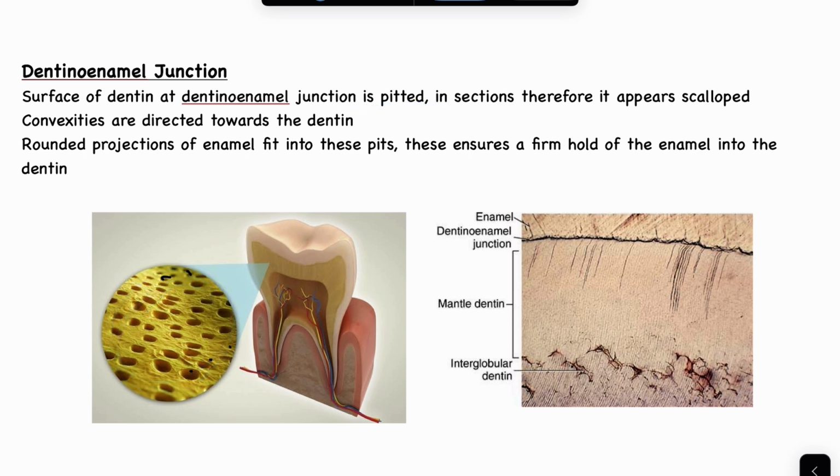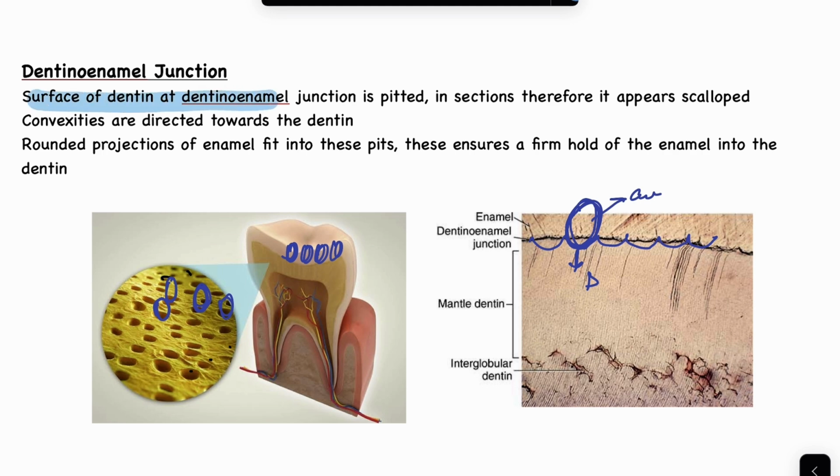And why is it pitted? Because when the enamel is formed, in the section above the dentine there would be ameloblasts, and these ameloblasts form enamel. So these ameloblasts were sitting in these pits. When the enamel is formed, these pits remain, and that's why in a ground section the dentino-enamel junction appears scalloped, and this convexity is always towards the dentine, because there was maybe an ameloblast sitting over here when the enamel was being formed. So this is the conceptual part that was involved.